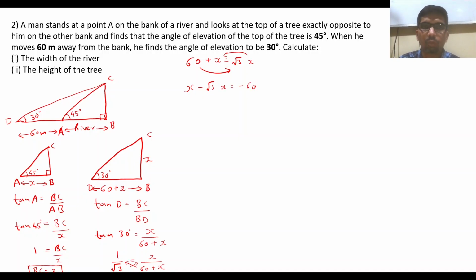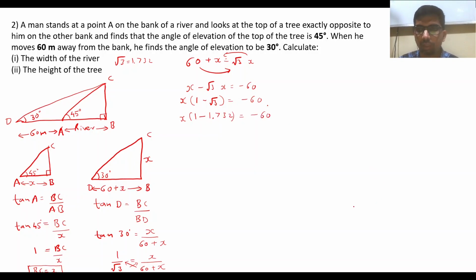No issues. What's common over? x is common. If x is common, what is uncommon? If we take x common, बचेगा क्या? 1 minus root 3 is minus 60. ठीक है. रूट 3 की वैल्यू कितनी होती है? 1.732. I told you in last class. Root 3 is 1.732. Learn the value. तो x into 1 minus 1.732 equal to minus 60.